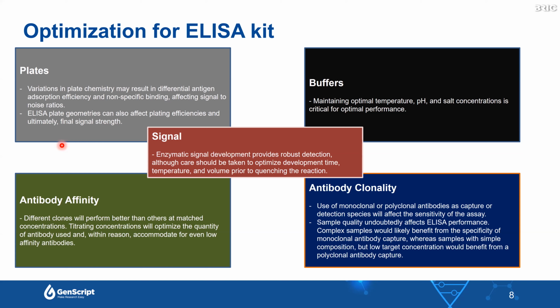Side-by-side comparisons of alternative plate chemistries and geometries should be performed to determine best practice for your ELISA. Testing capture ELISA formats is useful to remove potential epitope masking or conformational change issues. If possible, maintain an optimal temperature, pH, and salt concentration, as they are crucial for optimal performance. These also include the binding buffer, coating buffer, and wash buffer as well.